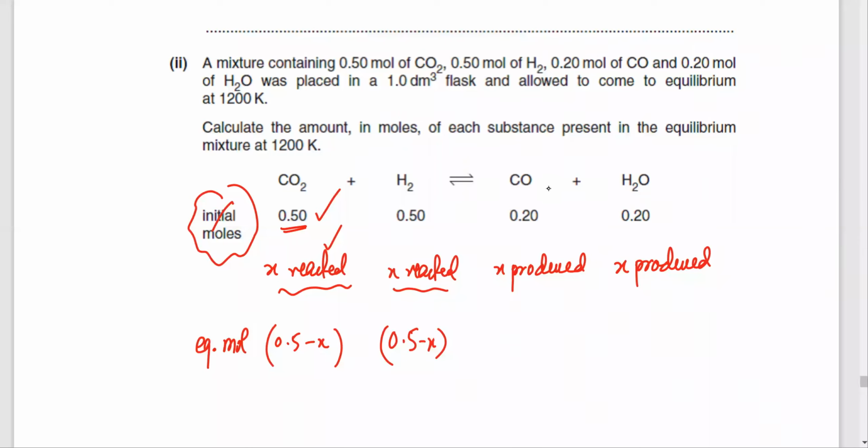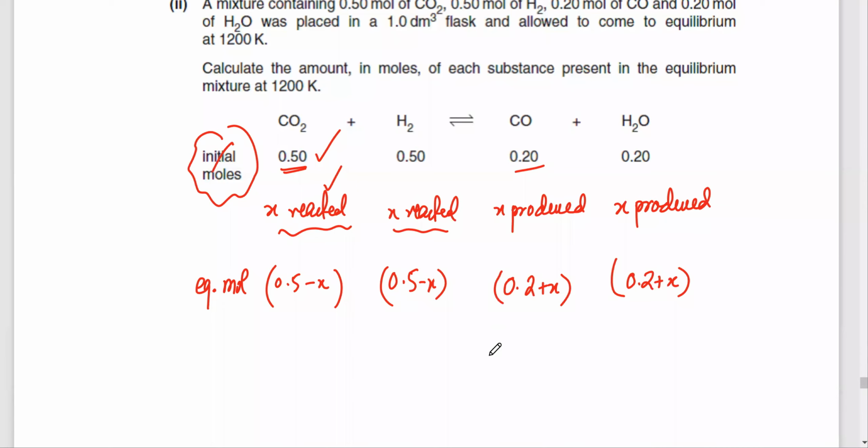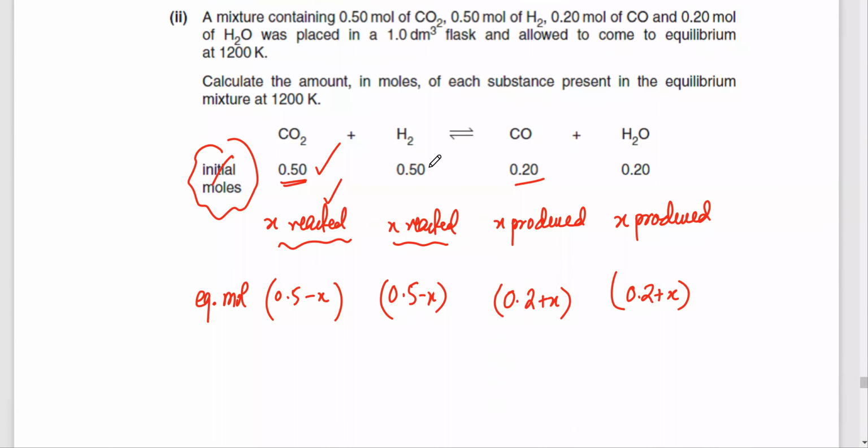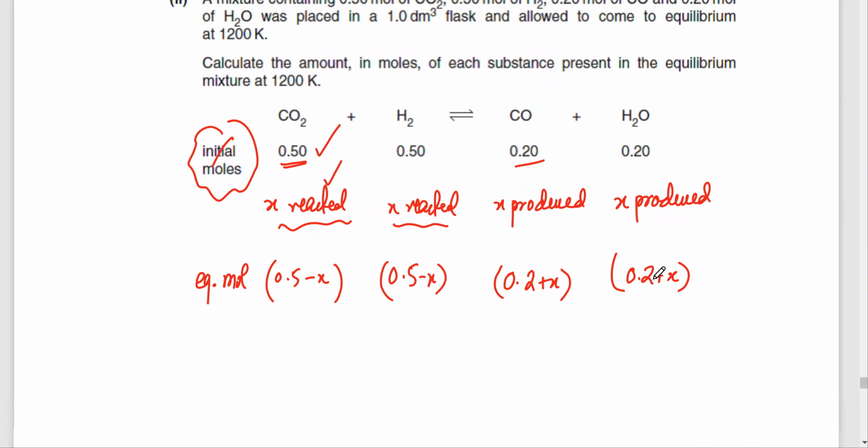So that means you had 0.2 moles. Now you have X moles extra that have been produced. So it's going to be 0.2 plus X. And this one would also be 0.2 plus X. So the whole equilibrium moles are in terms of X, okay? Is this clear? Yes. So you have 0.5 minus X, 0.5 minus X, and this is 0.2 plus X and 0.2 plus X.